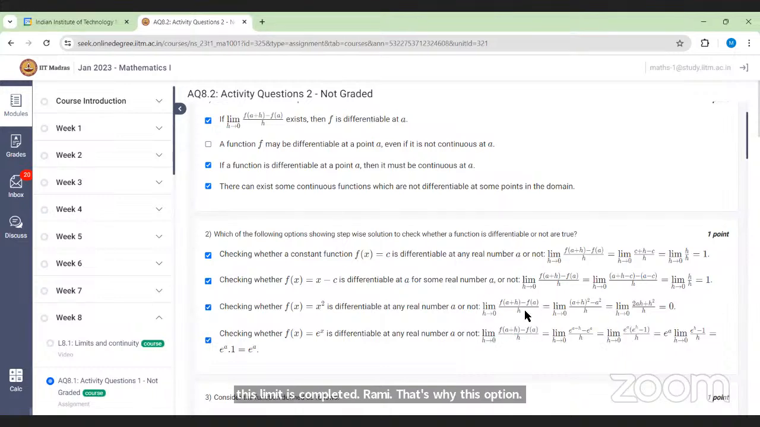This is the only limit we have to check, but here this 2a will be there. Right. Thank you. And question number 3, why is option 4th correct?